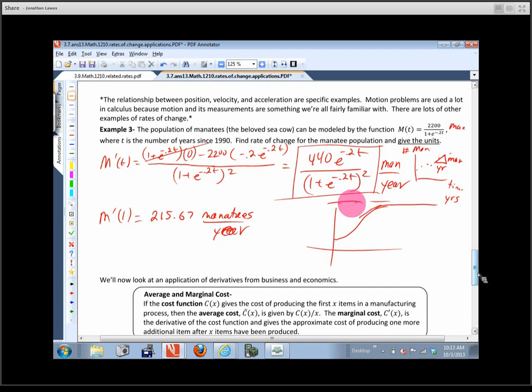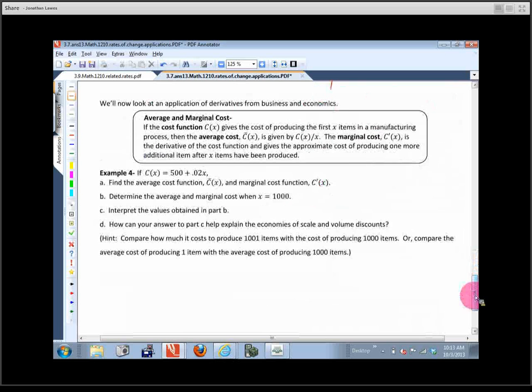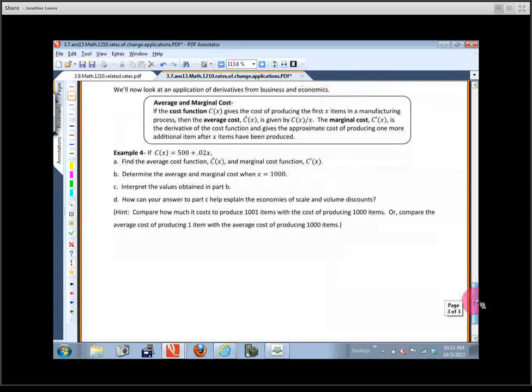Okay, so let's take a look at the last example here. This is an example from economics or from business, and just a couple of definitions. So it says average and marginal cost, and it says if the cost function of producing a particular item, whatever it happens to be, is C of X, and that gives the cost of producing the first X items in a manufacturing process, then the average cost, and the thing that we use here is we put a little bar over the function, and if you ever see a bar, it usually means average, okay?